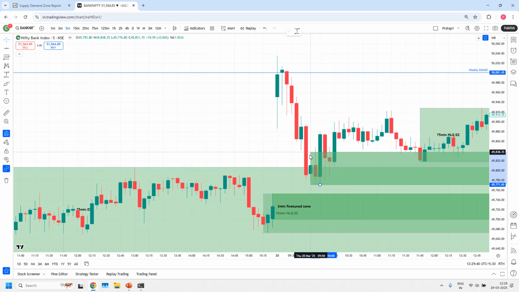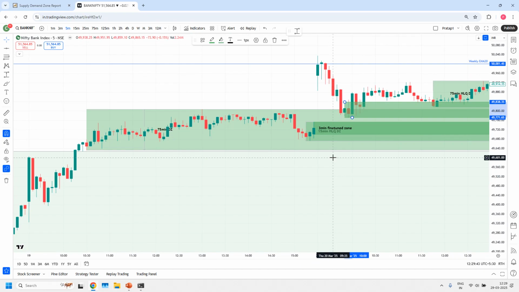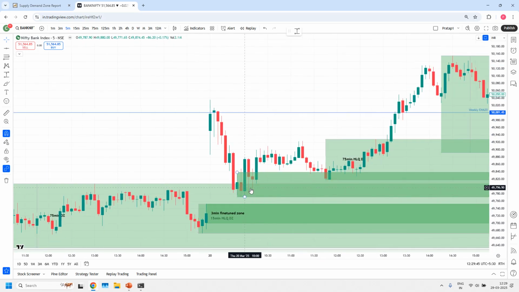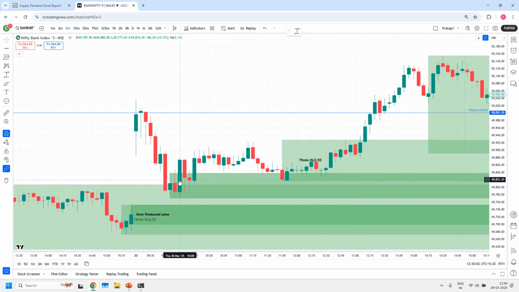Because it is having more risk, slightly you can reduce the risk. See again, drop base rally, HLQ zone is created. Drop base rally. It picked up the orders from this zone. See the move, the huge move it gave. It was created on 20th March. On the same day, it picked up the orders from this zone, and at the time institutions also created a 75 minutes high liquidity zone by taking the orders from this 5-minute zone, and then see how they pushed the market up.